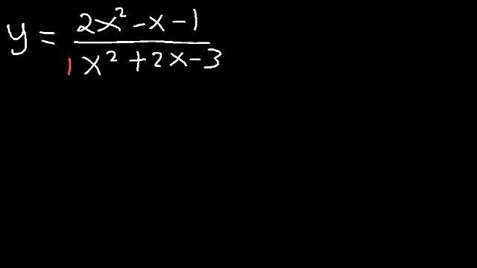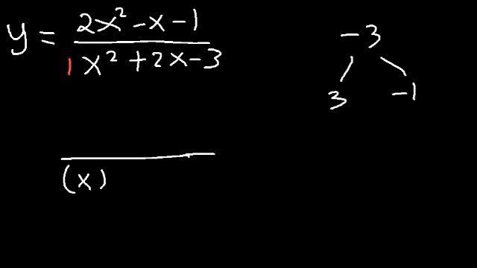We have a trinomial where the leading coefficient is 1. Let's find two numbers that multiply to negative 3 but add to the middle number 2. This has to be 3 and negative 1. So to factor the bottom part, it's simply going to be x plus 3 times x minus 1.